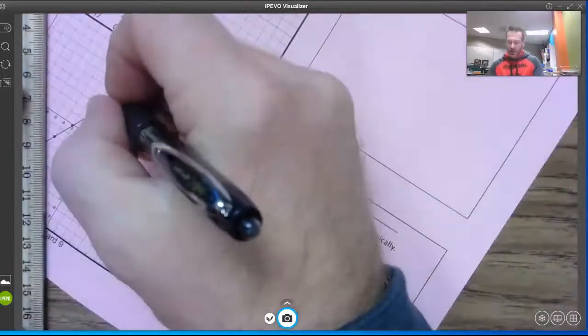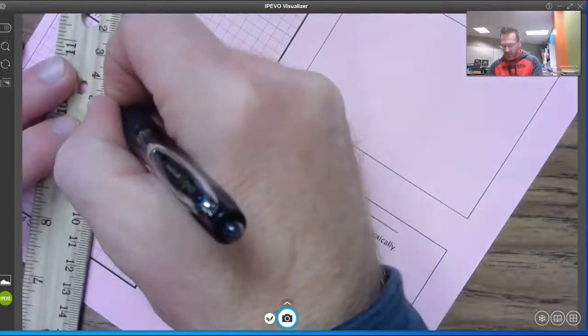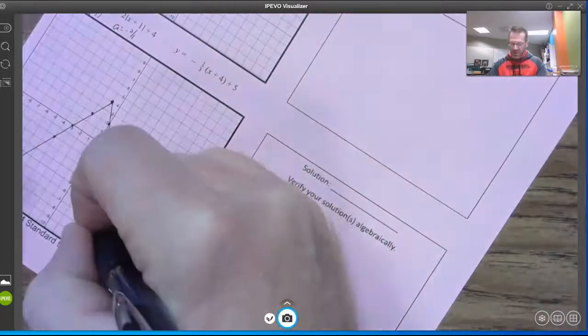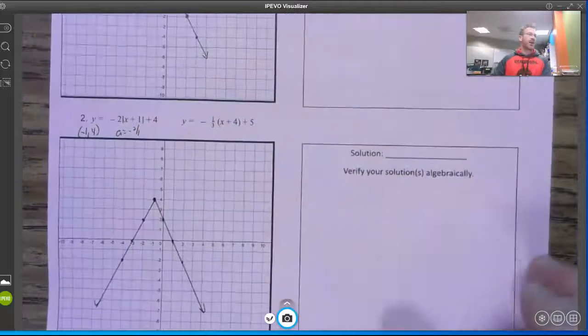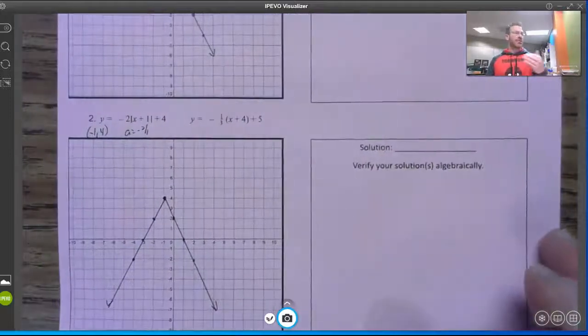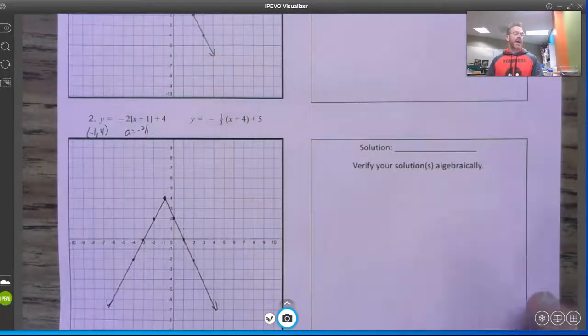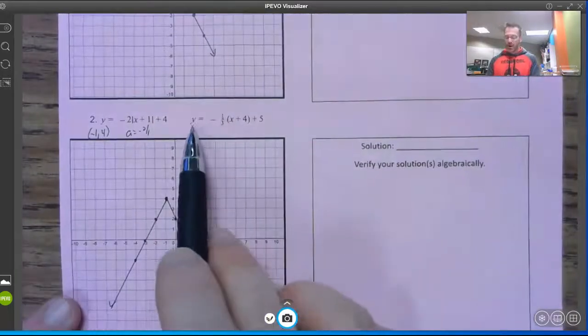I'd also advise using a ruler for your absolute value and your linear graphs. It just makes it a little bit cleaner, and it's going to help you see those points of intersection a little bit better, perhaps. Now, I have that graph. Now let's move on to the second part of our system here.